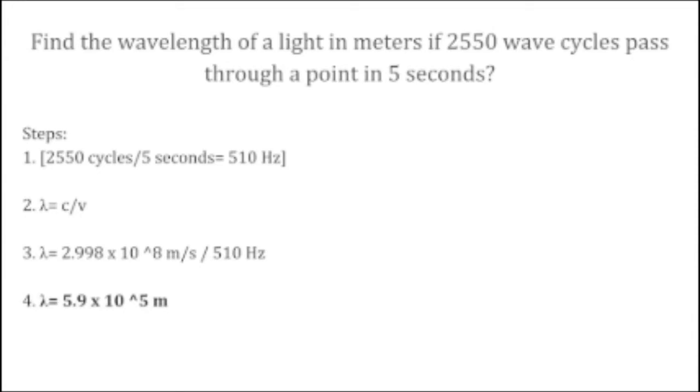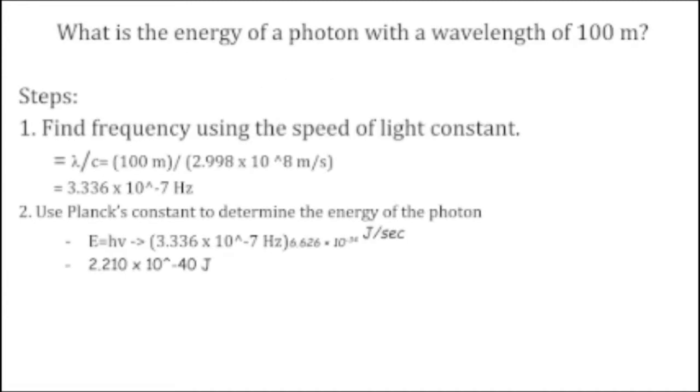The second question asks what the energy of a photon with a wavelength of 100 meters is. There are 2 steps to this problem. First, we find the frequency using the speed of light constant. We divide the speed of light constant by the wavelength, and through that we get 3.336 times 10 to the negative 7 hertz. After we get this number, we can use Planck's constant and its formula to determine the energy of a photon. We multiply the frequency by Planck's constant, and we get 2.21 times 10 to the negative 40 joules.